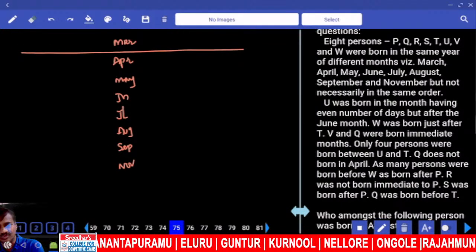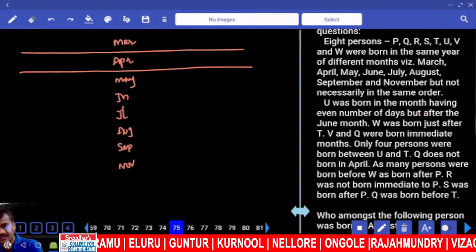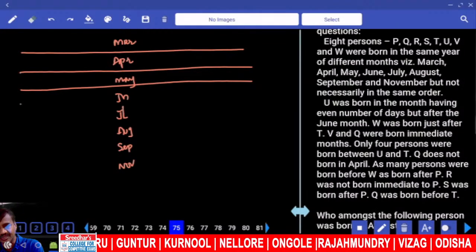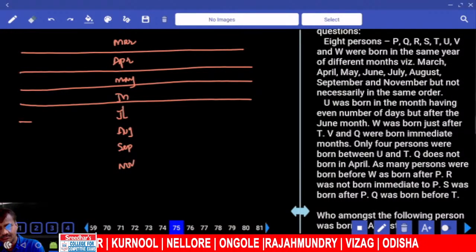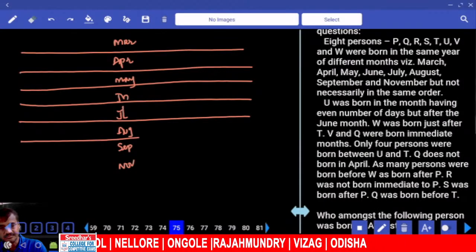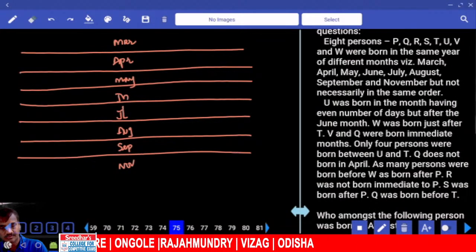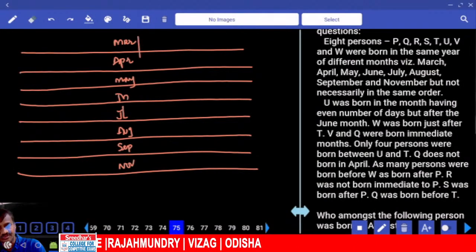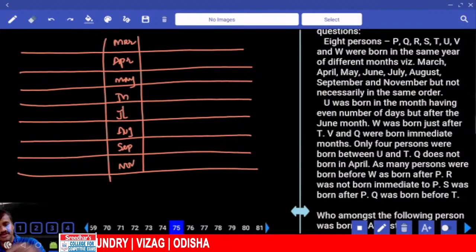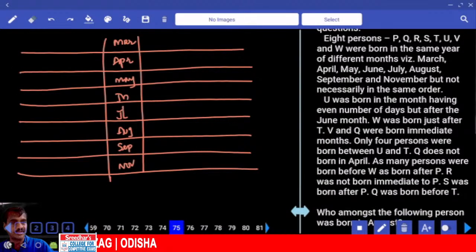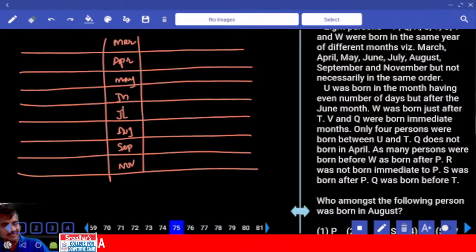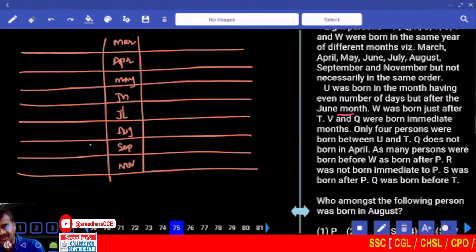These 8 persons were born in 8 different months in a year. Now no parameter added to this one, definitely under the first priority. U was born in the month having even number of days, but after June. After June means either September or November.